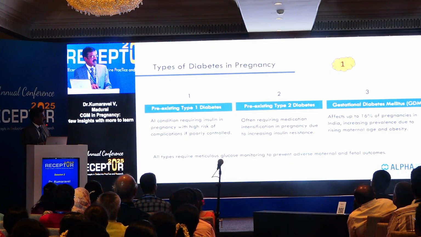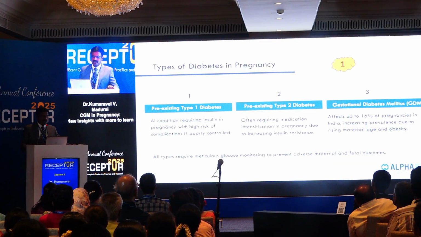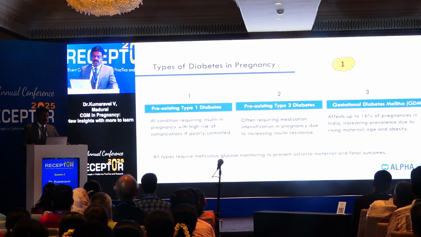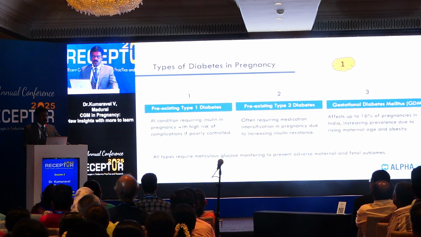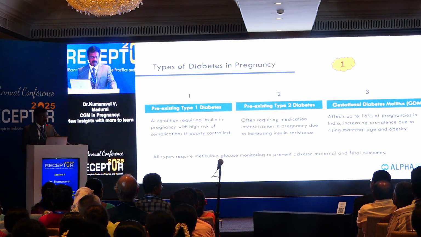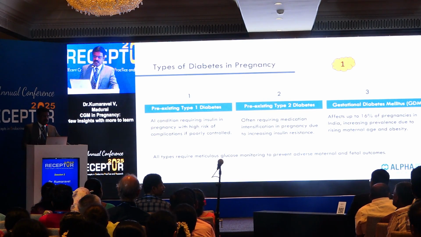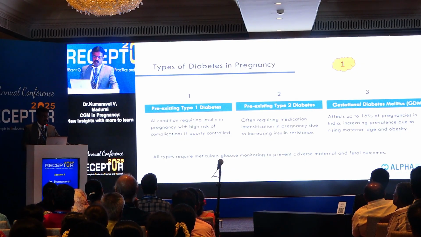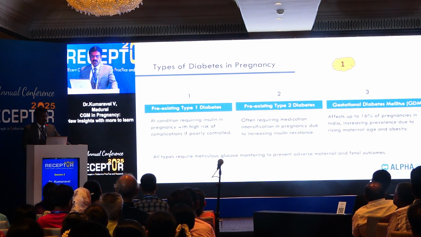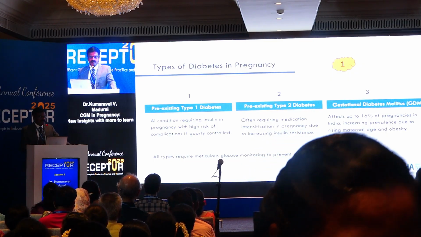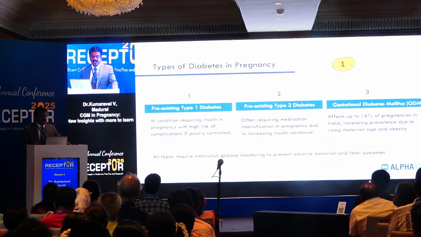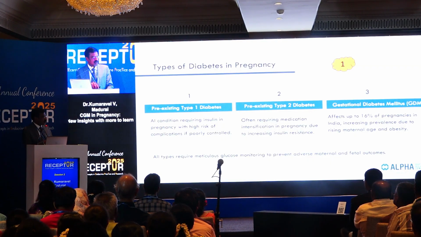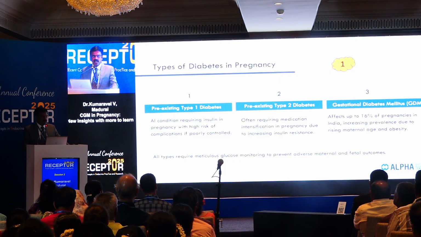Pre-existing diabetes could be pre-existing type 1 diabetes or pre-existing type 2 diabetes. The advantage with pre-existing type 1 diabetes is that the patient is already on insulin, so you just have to see whether the control is good. The problem with pre-existing type 2 diabetes is that when the patient is planning for pregnancy, they should be able to change to insulin, and even if they change to insulin, as insulin resistance increases in pregnancy, their blood sugar keeps on increasing, and dose titration is very, very important. So all types require meticulous glucose monitoring to prevent adverse maternal and fetal outcomes.